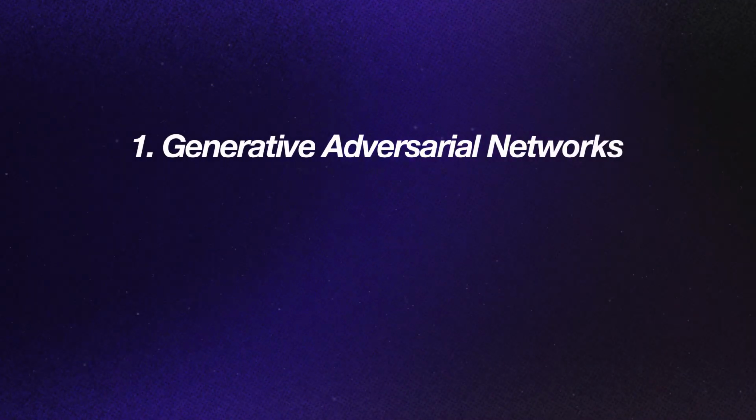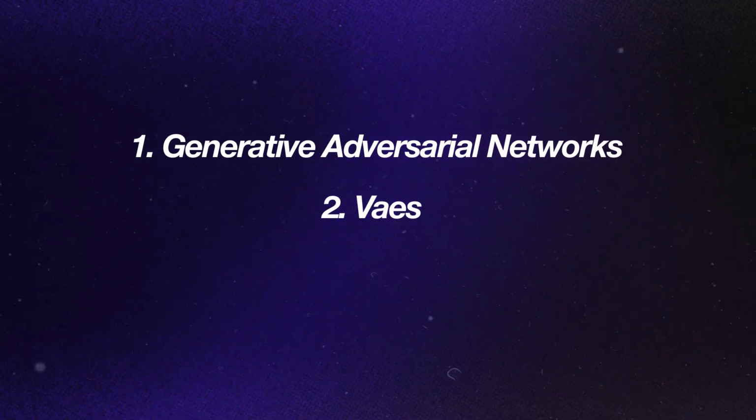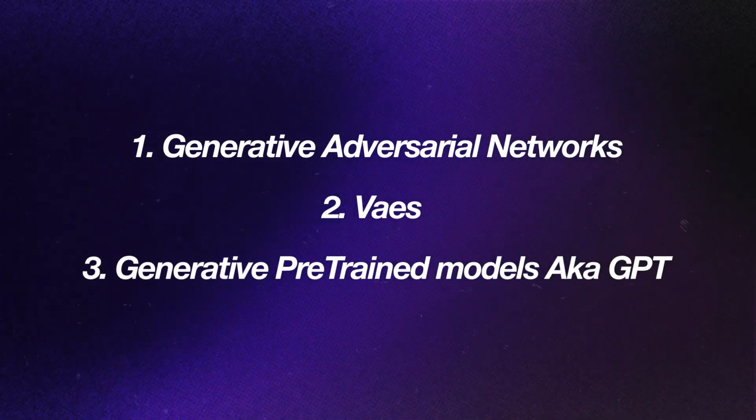Now that we covered the basics, let's actually talk about the 3 types of generative AI: generative adversarial networks, variational autoencoders, and our favorite, generative pre-trained transformers, also known as the GPT.